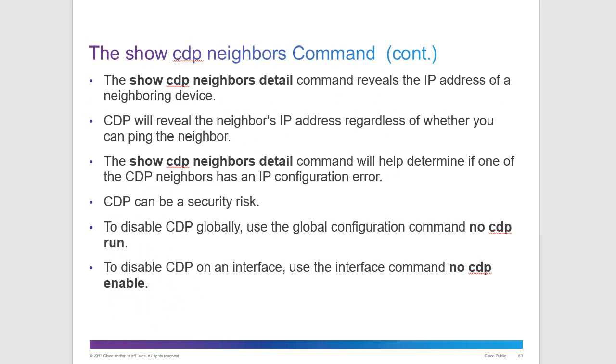Yep, it reveals the IP addresses of all neighboring devices, regardless of whether you can ping that neighbor, because this information is shared at a layer 2 level. So even if you can't communicate via layer 3, it'll show the layer 3 information. It can be a security risk because they are sharing that information by default. If you want to disable it globally, you see the command there, no cdp run. To disable CDP on an interface, you're going to use the no cdp enable command.